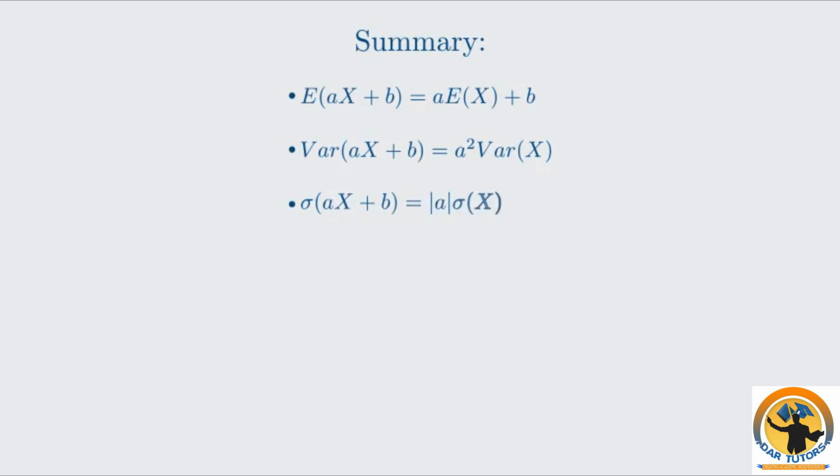Let's summarize these crucial properties. If Y equals aX plus b, the mean is a times mu plus b. The variance is a squared times sigma squared, and the standard deviation is the absolute value of a times sigma. You should memorize these three rules, as they are fundamental to working with linear transformations of random variables.